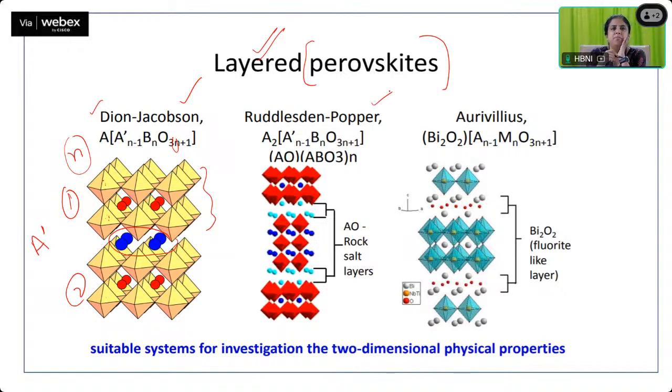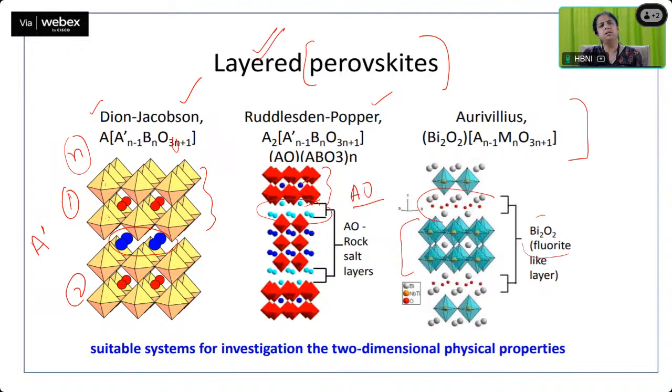Then Ruddlesden-Popper. Here you have slabs of BO6 similar to what you had in Dion-Jacobson, but in between you have an AO structure of rock salt type. So you have perovskite interspersed by rock salt structure. The difference is that the A in the perovskite and the A in the rock salt are different. Then Aurivillius: you have BO6 slabs of ABO3 interspersed by Bi2O2 fluorite-type layers.